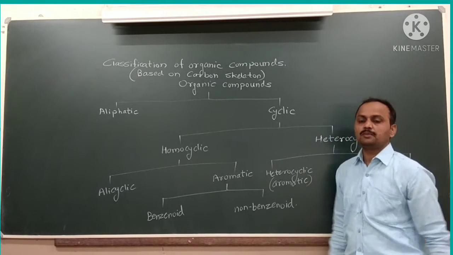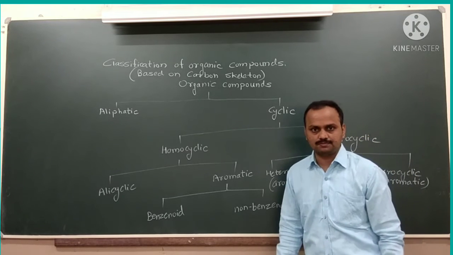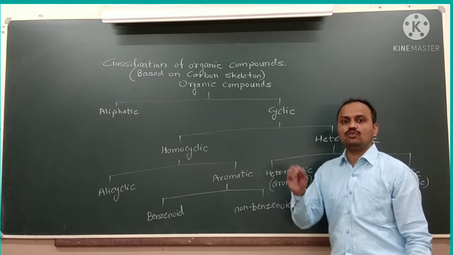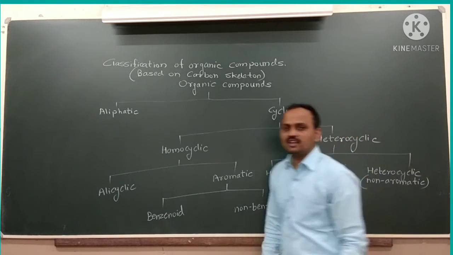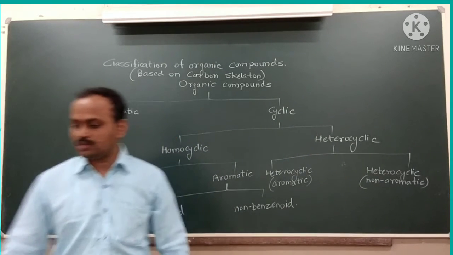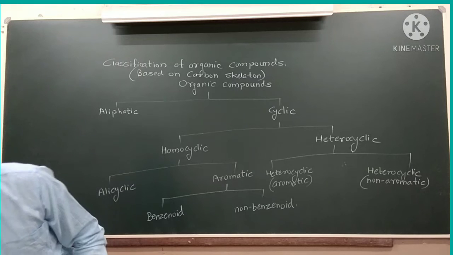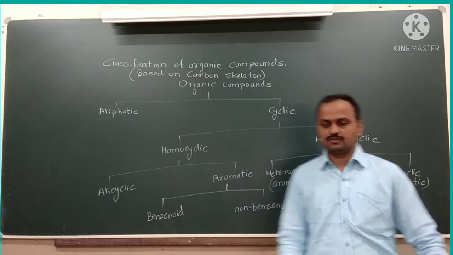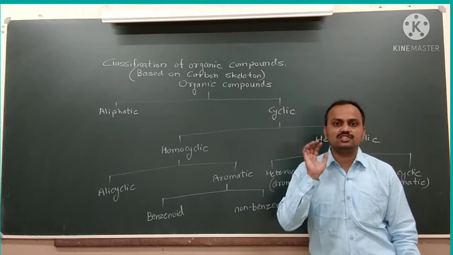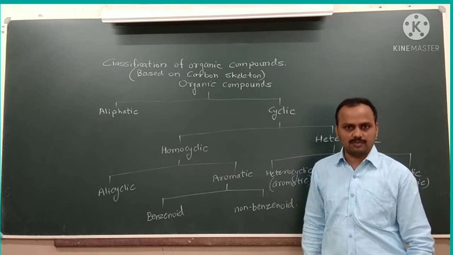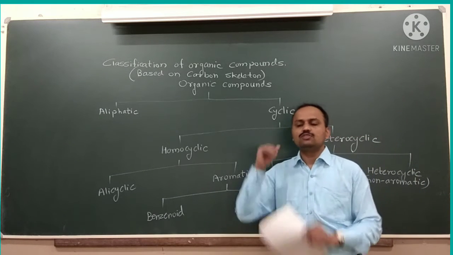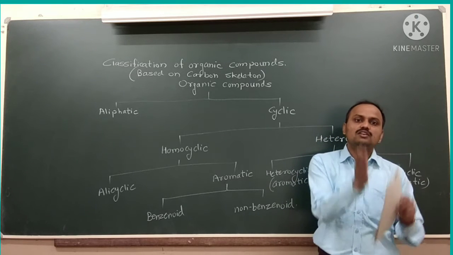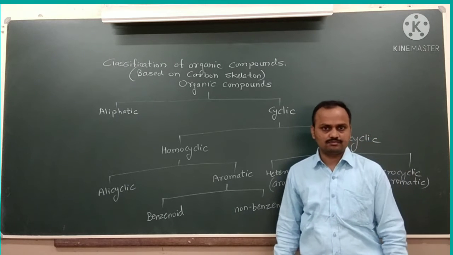Today we have the chapter Basic Principles of Organic Chemistry. We know, students, in our 10th standard we have studied the definition of organic chemistry. Organic chemistry is a very important branch of chemistry in which we study different classes of compounds containing carbon. Carbon is the very essential element in organic chemistry. There is another branch called inorganic chemistry, in which compounds having elements other than carbon are studied.